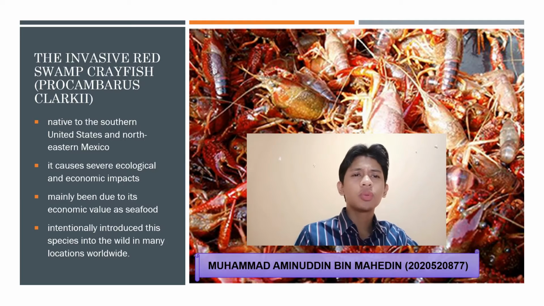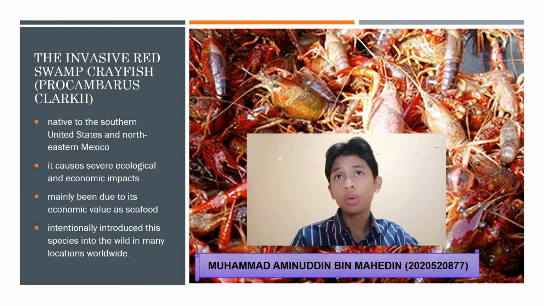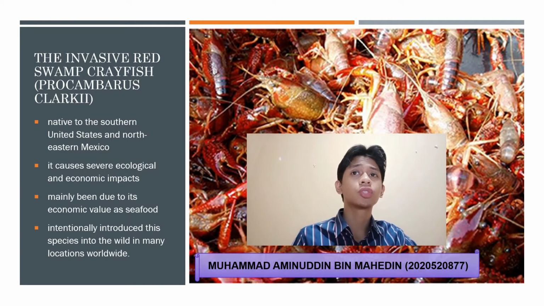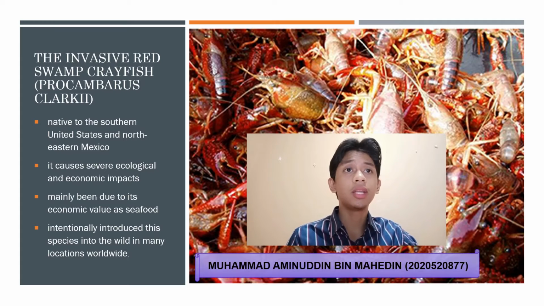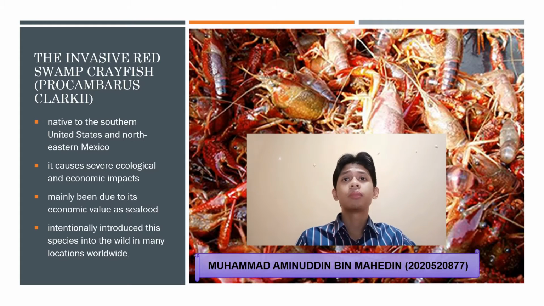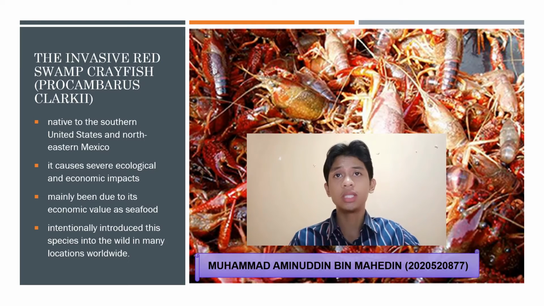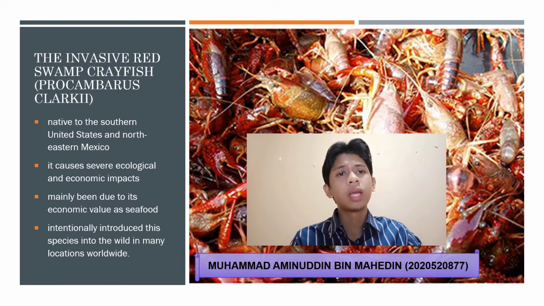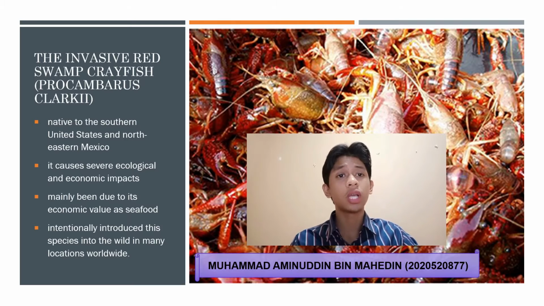Bismillahirrahmanirrahim. The red swamp crayfish, or Procambarus clarkii, is native to the southern United States and northeastern Mexico, but now we can find it on inland areas of every continent except Australia and Antarctica. This freshwater species has become an invasive species and causes severe ecological and economic impact, such as preying upon native plants and animals, transmitting disease to aquatic species, and damaging dikes and canals in rice fields due to its burrowing activities.